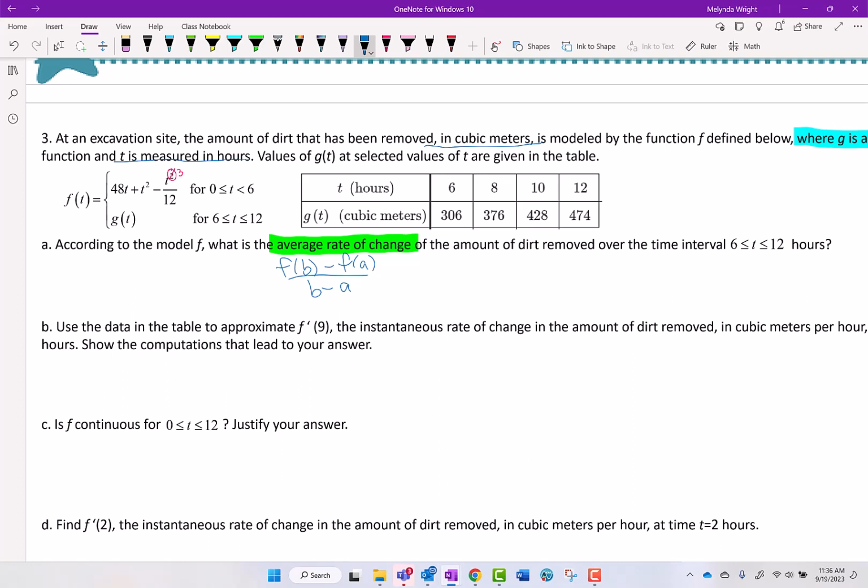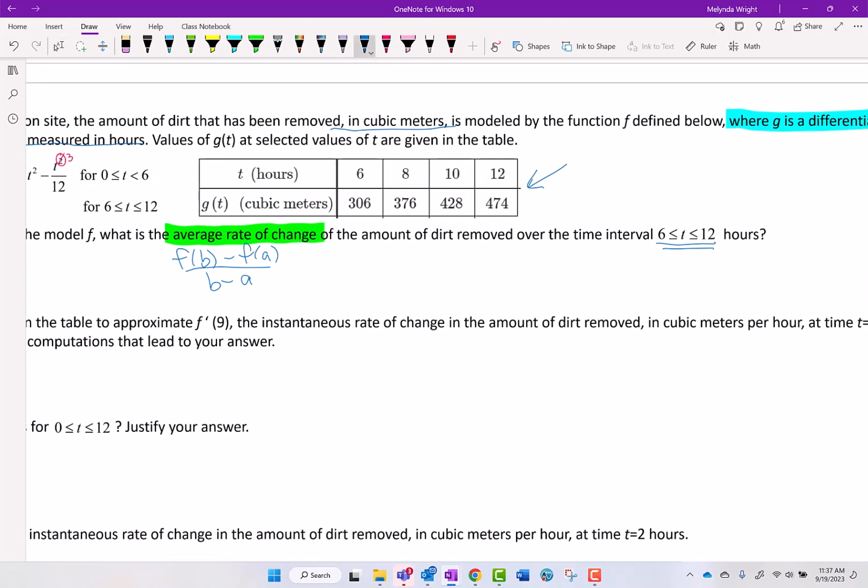...of the amount of dirt removed over the time period 6 to 12. So if we're in 6 to 12, we need to use this branch, right? The bottom branch of my piecewise function. So that means we've got to use this little table going on over here. So we need the average rate of change from 6 to 12.